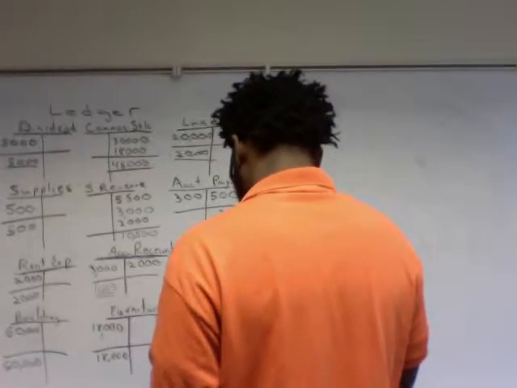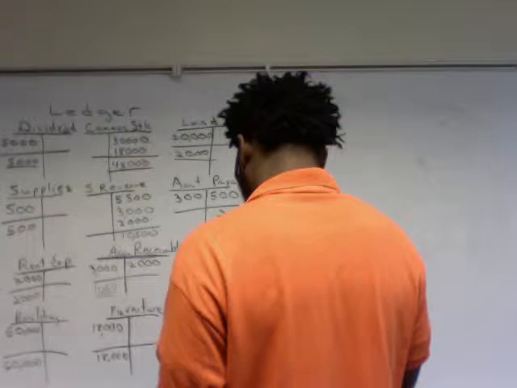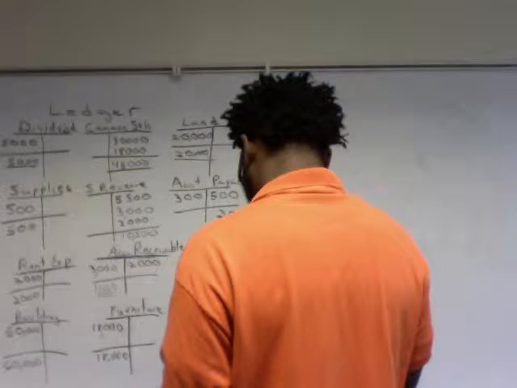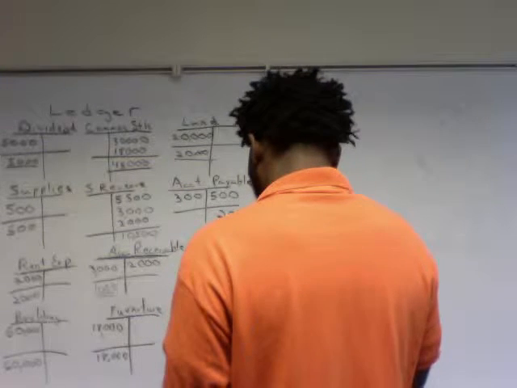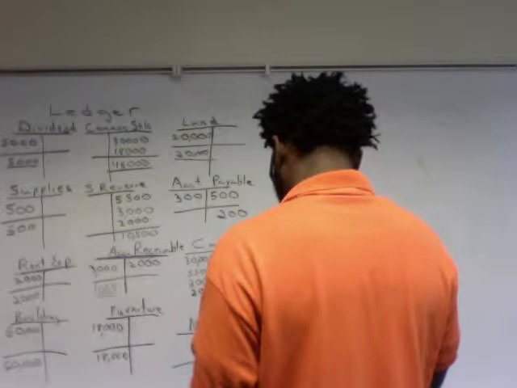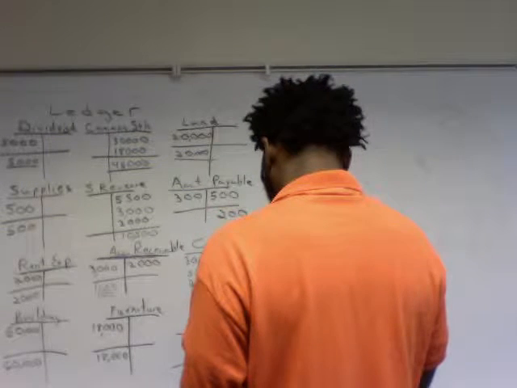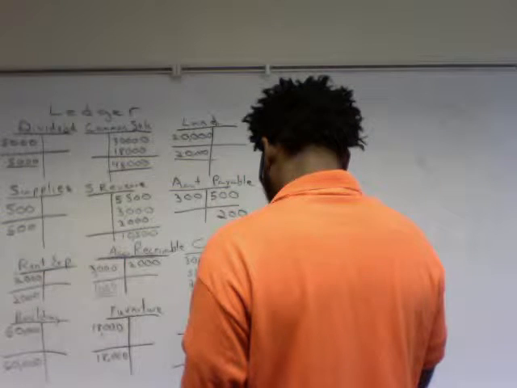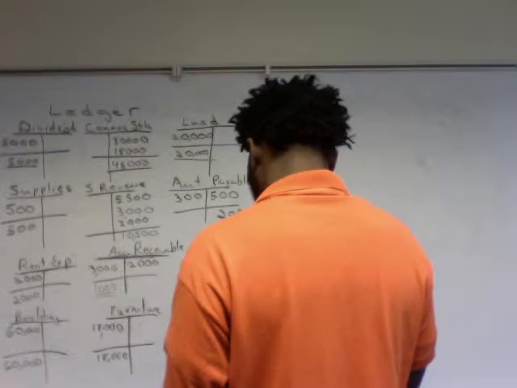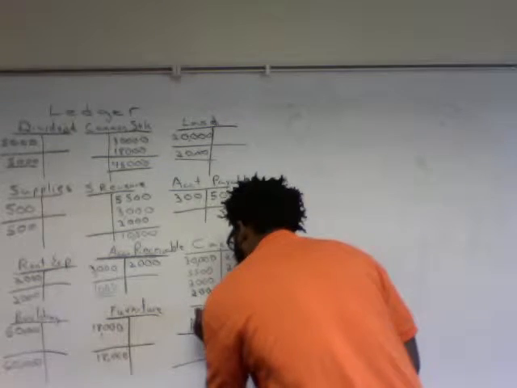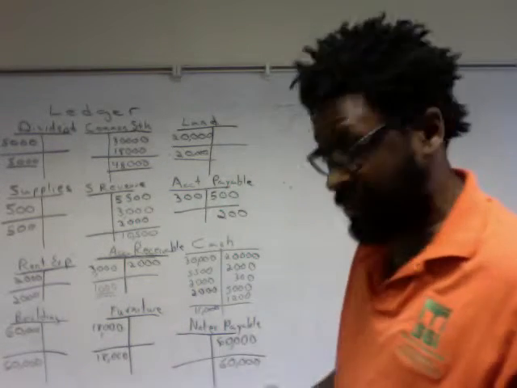So we have 30,000 plus 5,500 plus 2,000 plus 2,000 minus 20,000 minus 2,000 minus 300 minus 5,000 minus 1,200. I have $11,000 in cash, but because it's such a large number, I'm going to recalculate it.